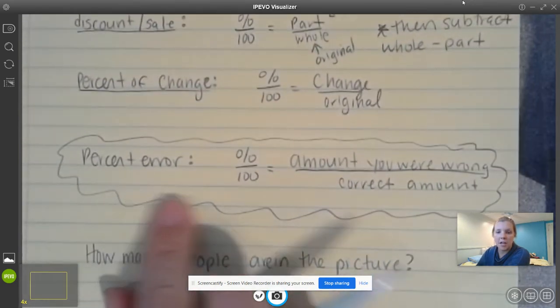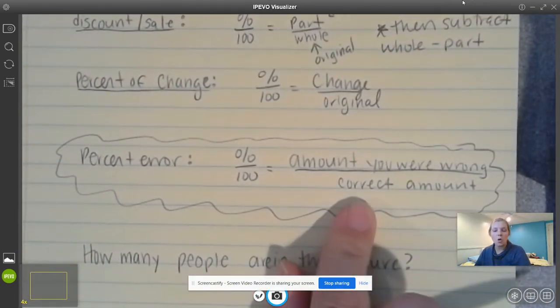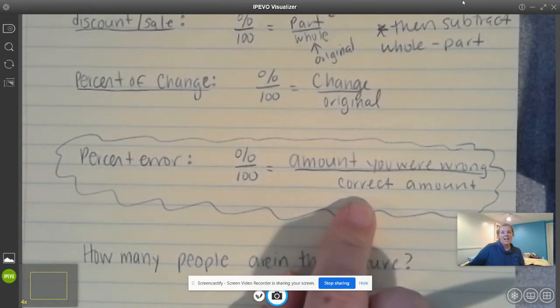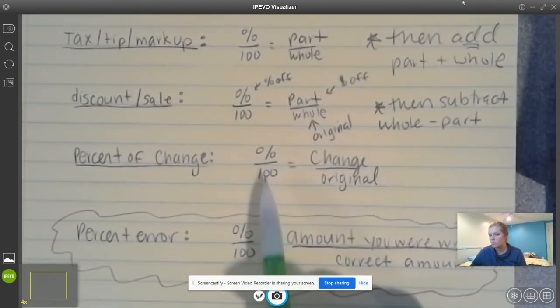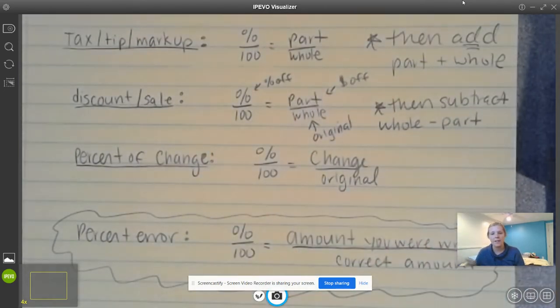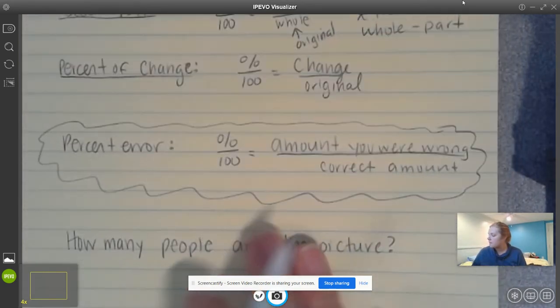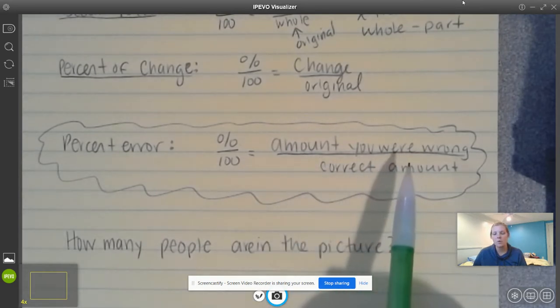Percent error has its own separate proportion. It kind of falls within the other ones. It has percent over 100, percent over 100. Like you can notice there's a theme there. That's because that's how you make a percent into a fraction. You put the percent out of 100 and it makes it a fraction. But now it's the amount we were wrong over the correct amount.